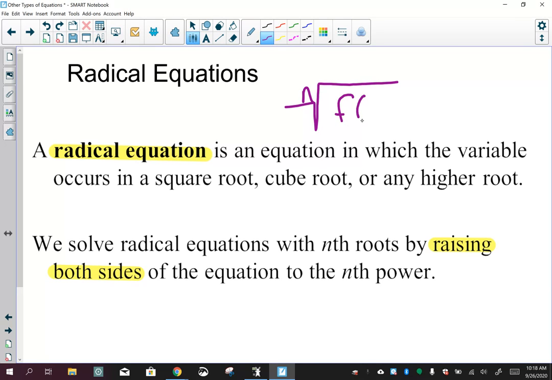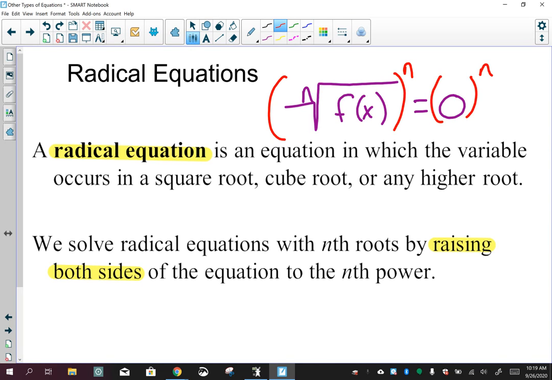So you have some random function that sits here under the square root or this root sign, and you have this to the nth power. What this says is we solve radical equations with nth roots by raising both sides. So I'm going to set this equal to 0. And then I'm going to raise both sides to whatever number is sitting right here. Now remember, if there's no number here, then you raise it to the power of 2. Otherwise, whatever number is sitting right here at this end, that is what you're going to raise both sides to. So that way you can actually cancel out that root.